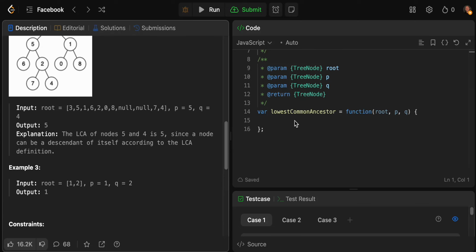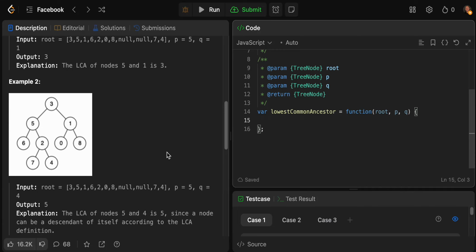So, yeah, pretty straightforward. Basically, what we want to do is go through recursively. That's how we're going to solve it today. And we're going to see if we come across P, a Q, or if we get to a null value. So like a left or a right child of the 6, we have a null and another null. That means we did not find it. So we'd just be passing up a null value.